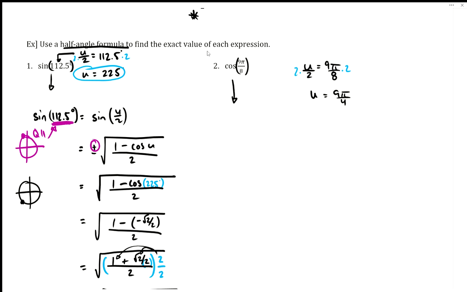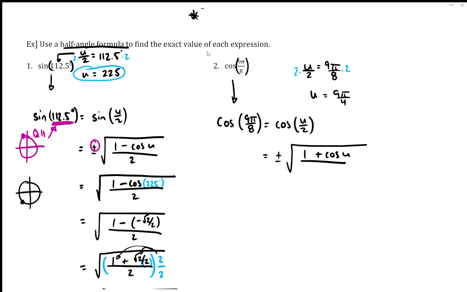Now what we'll do is rewrite it like we did the last one. I like to set it up with a little bit more space, where we say this is the same thing as our cosine of u over 2. And then we'll set up our formula, plus or minus big old square root, 1 plus cosine of u, over 2. The cosine and the sine, again, are very similar, just with a minus versus a plus.